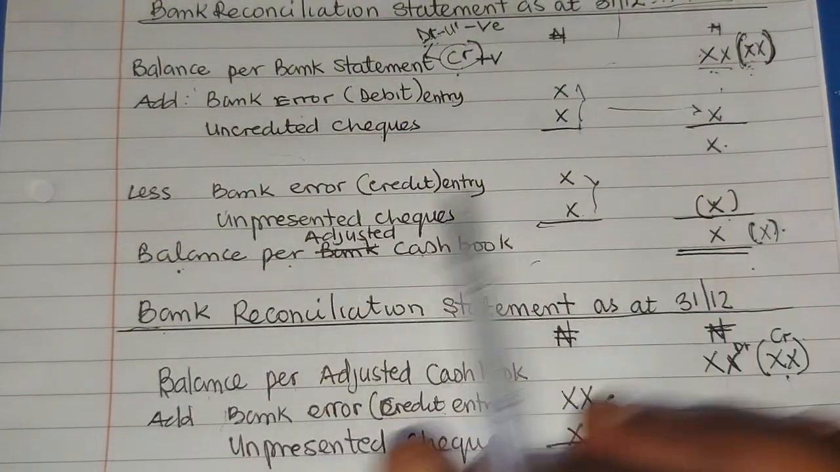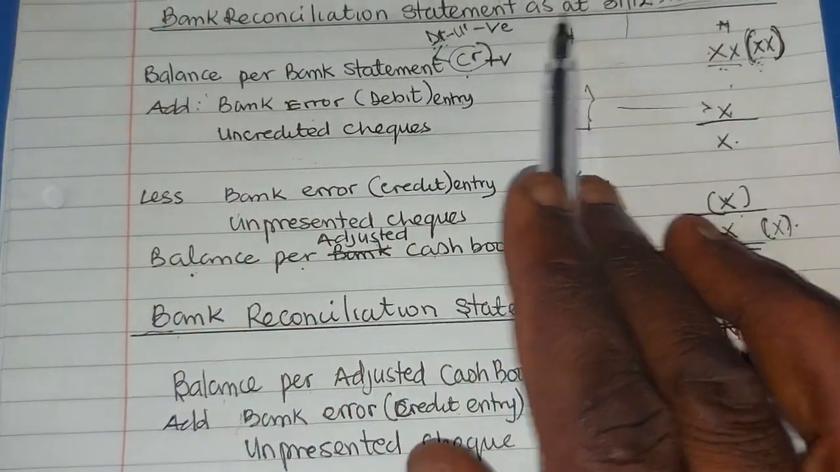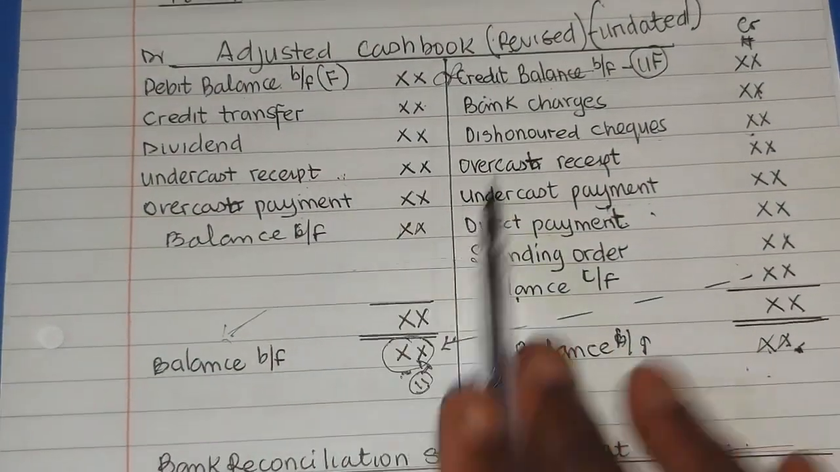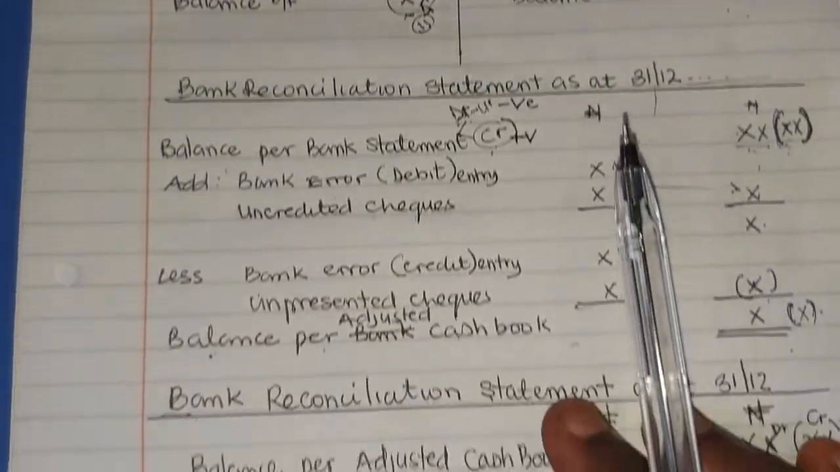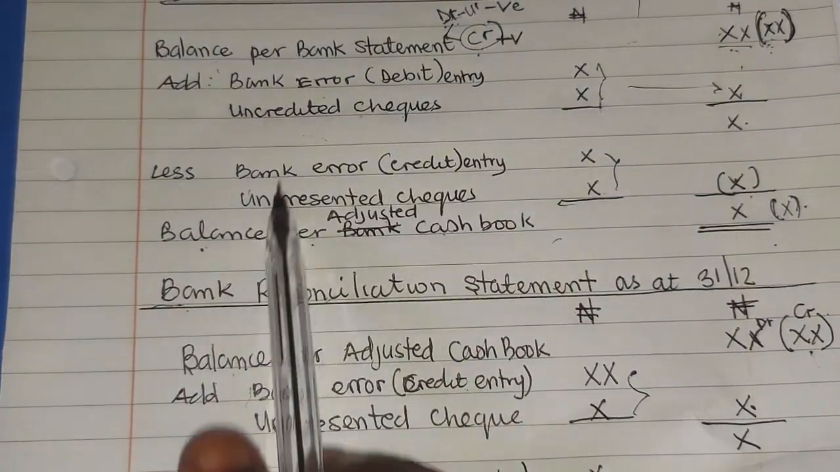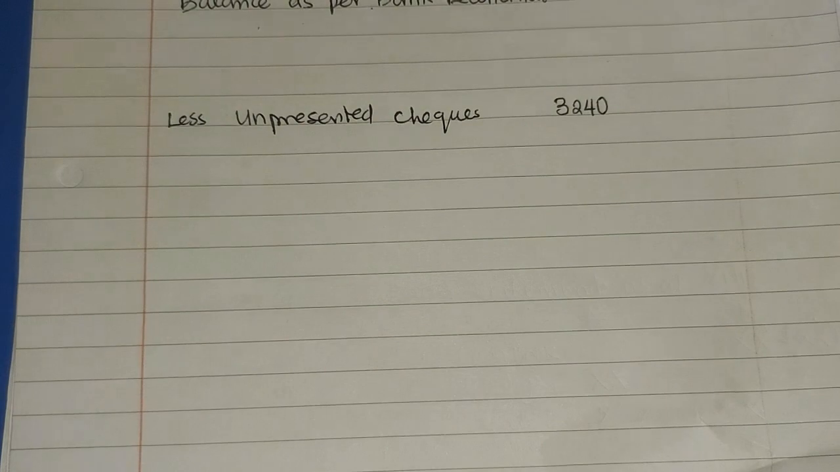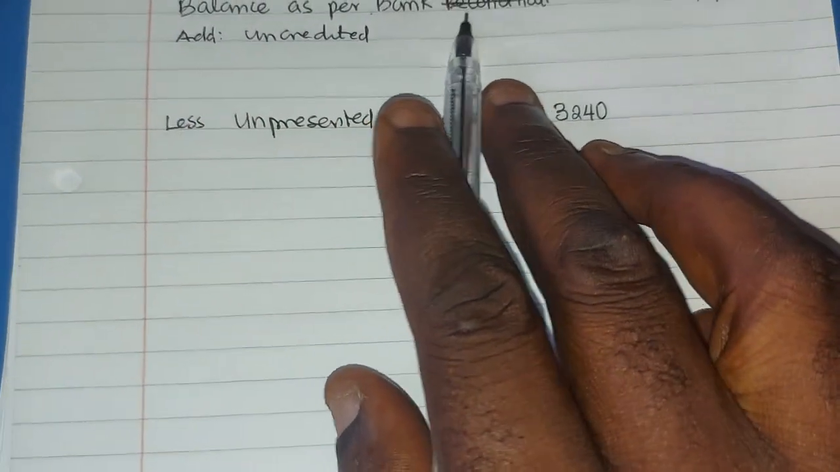So your uncredited check will come under the bank statement. You cannot find it under the adjusted cash book. Take note of that. It will come under the bank statements. Okay, so that is add uncredited check. So let us add uncredited check. So you come here, you say add uncredited check. That is when you start with balance as per bank statements.